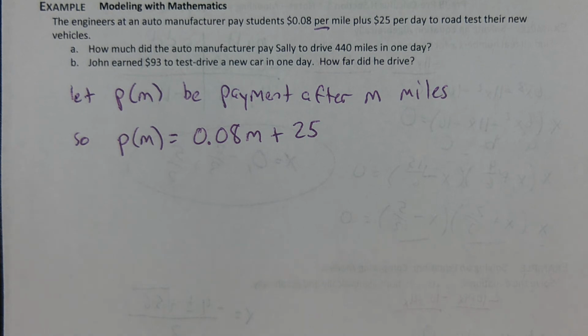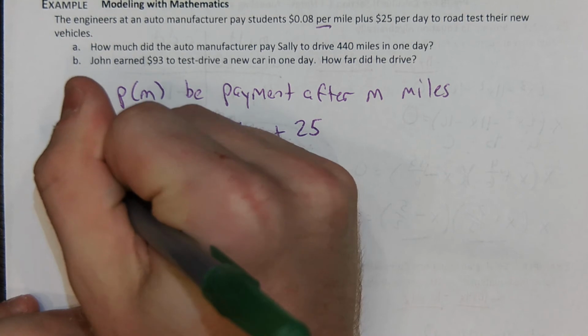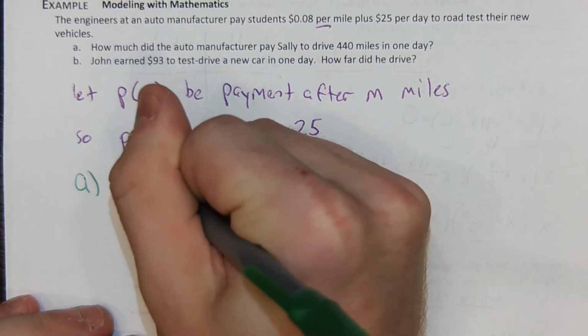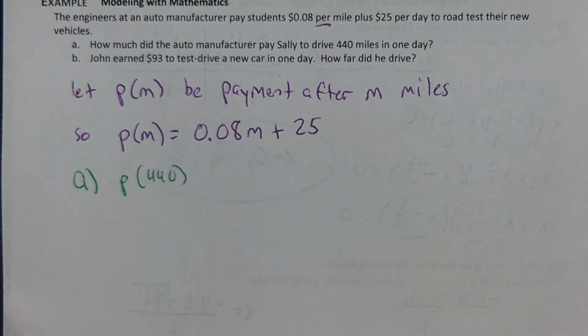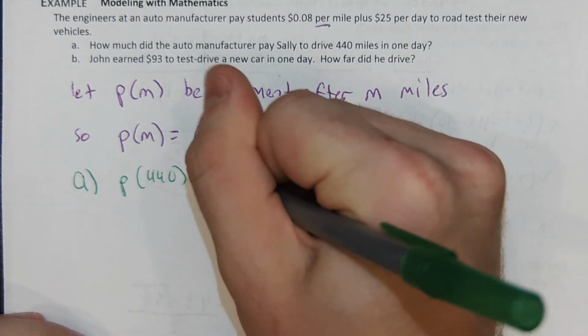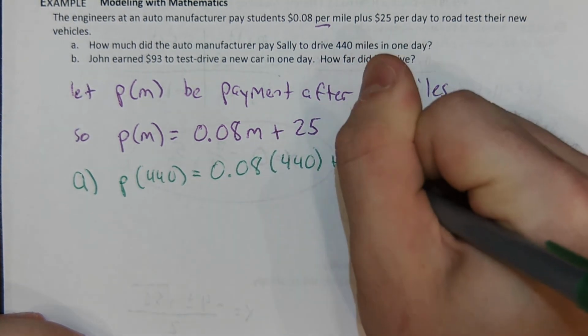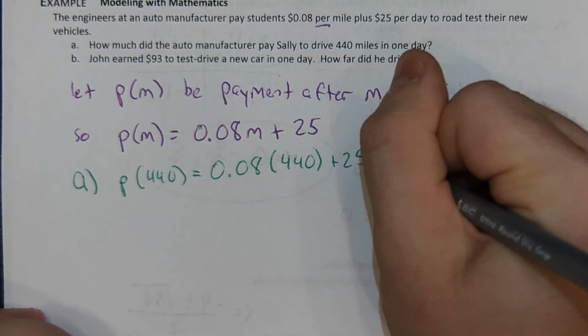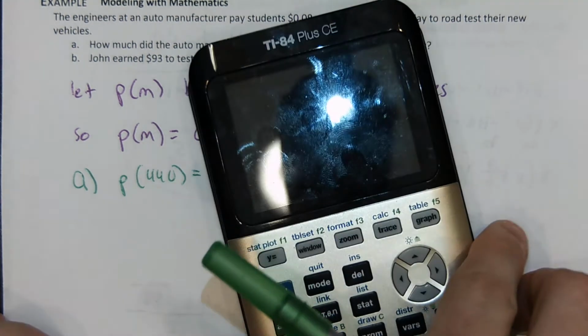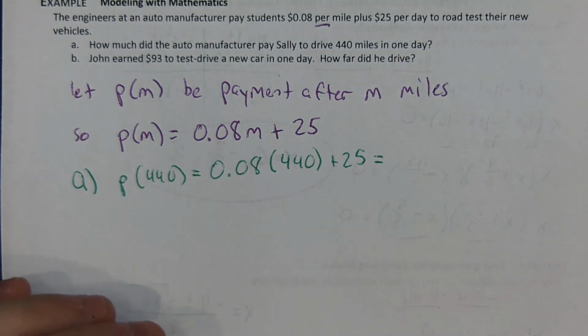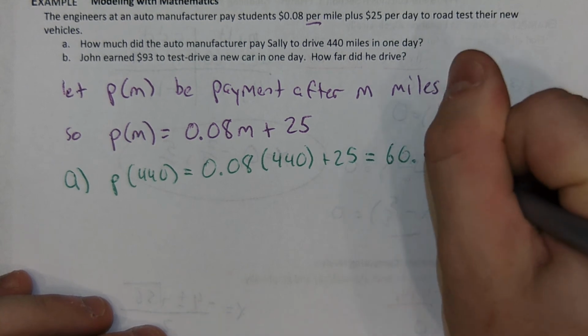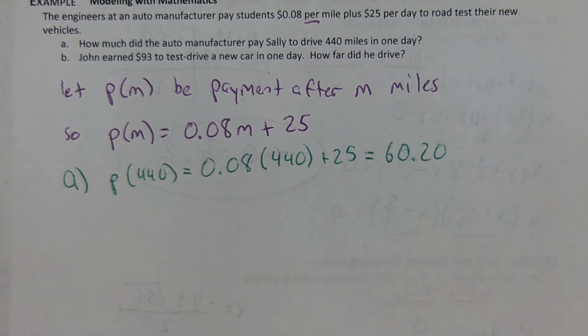Back to part A. How much did Sally get paid to drive 440 miles? That's a number of miles. That's m. All we have to do is figure out the payment after 440. That literally means plug in 440, and then add 25. Grab a handy dandy calculator. You type it all up, and you will get 60.20. So Sally made just over 60 bucks that day driving around a car. Good for her.